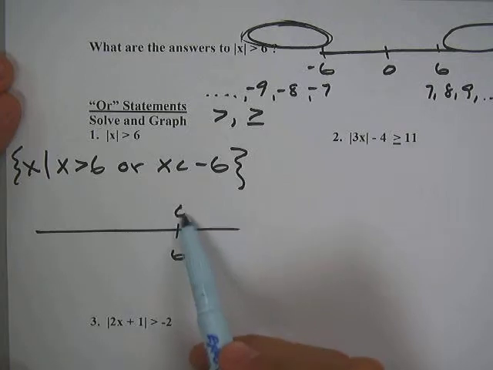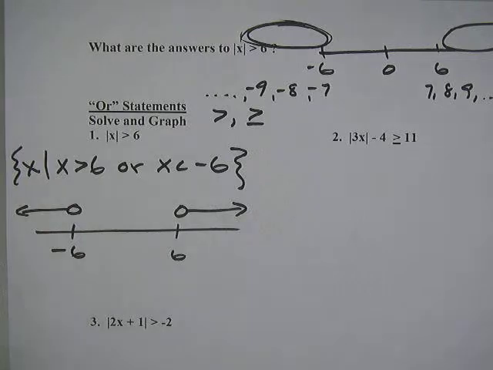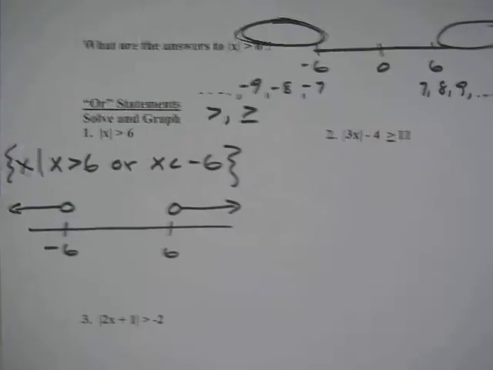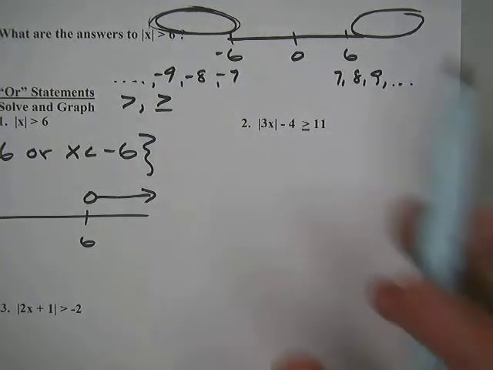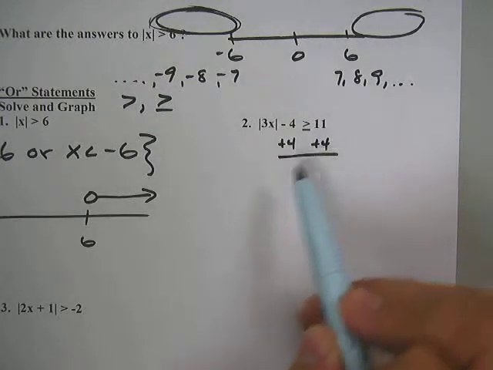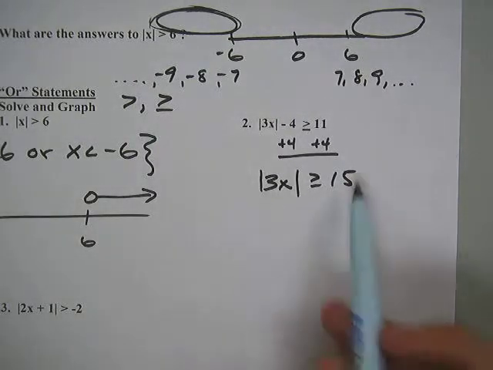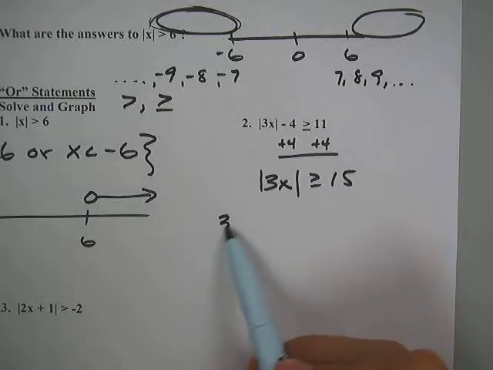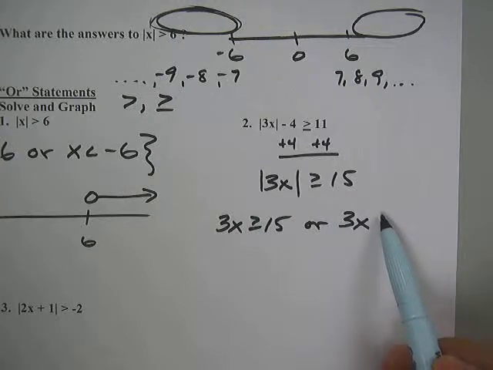Now in this case there's nothing to solve. We're done. So we can simply put it in solution sets. I can graph it quite easily. X is greater than 6. X is less than -6. And there you go. That's how you go about creating an OR compound inequality. So let's take a look at this next one over here. It says the absolute value of 3x minus 4 is greater than or equal to 11. Well, let's get the absolute value all by itself. So I'd add 4. So I get the absolute value of 3x greater than or equal to 15.